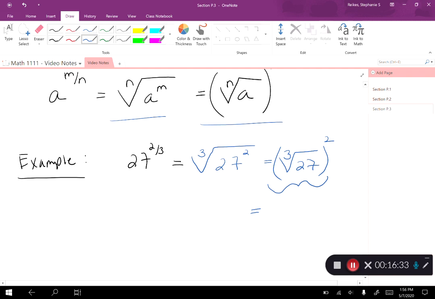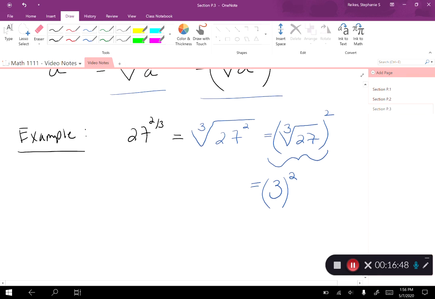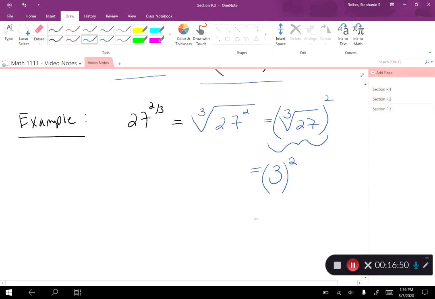So think to yourself, what times what times what is 27? And that happens to be 3, right? 3 times 3 is 9, times 3 is 27. So it's actually easier to cube root 27 first, and then we can square it. 3 squared is going to give you 9, and you're done.